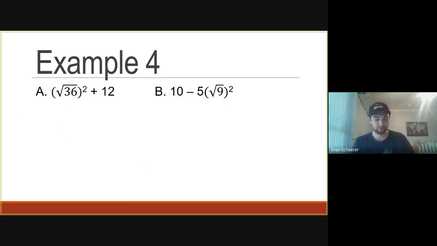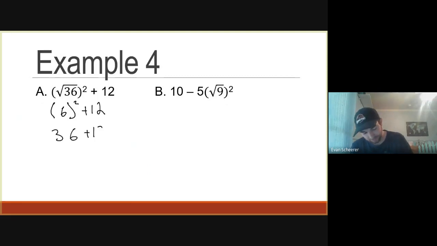All right, so first, parentheses. So inside the square root of 36. So what is the square root of 36? 6. So we have 6 squared plus 12. So we did parentheses. Now we need to do exponents. Well, look, 6 squared, 6 times 6 is 36. 36 plus 12, there is no multiplication or division, so we do addition and subtraction. 36 plus 12, 48 is your answer.